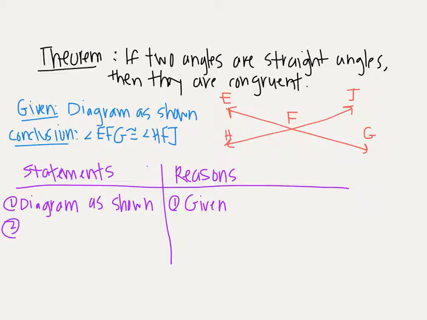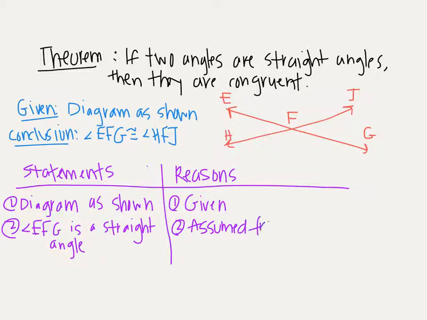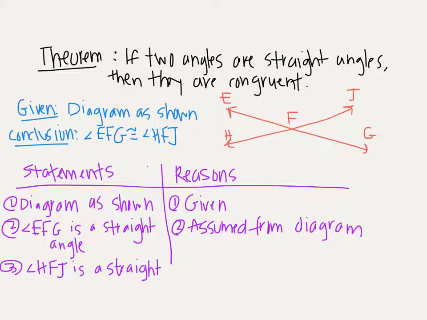The second thing that we're going to do is we're going to go through some assumptions that we have. So one thing that we are able to assume is angle EFG is a straight angle. And the reason we can do that is we can assume from the diagram. We can also assume the other line as well. So we can assume angle HFJ is a straight angle. And same reason.